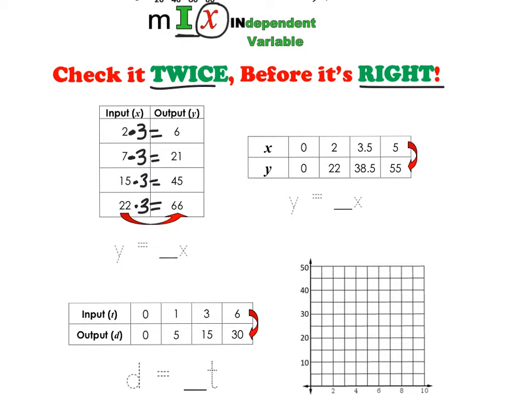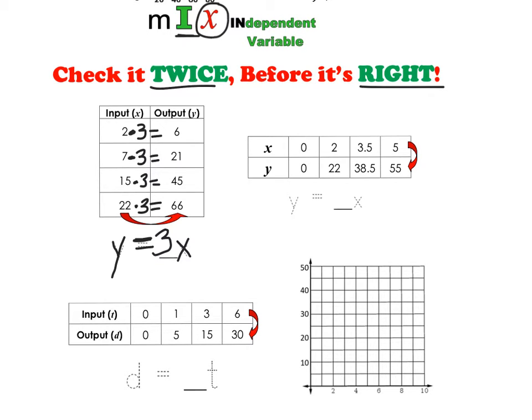So when we write our rule, we always want to start with y. So we're going to start with y equals, and what is it that we are doing to the x? Okay, we're multiplying by 3. So I'm going to put 3x, because remember, when you have the 3 and the x together, that means you are multiplying 3 times whatever x is to get the answer of y. So our rule here would be y equals 3x.